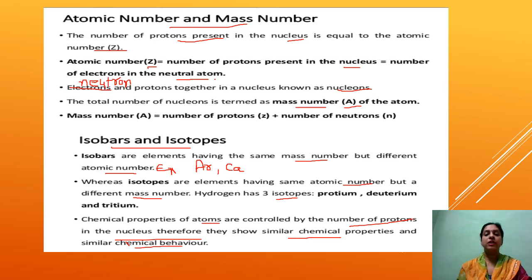as they show similar chemical properties and similar chemical behavior. So today we studied the various atomic models, that is Thomson's atomic model as well as Rutherford's. What are their observations and what are the limitations? Students, just go through the topic again, and thank you.